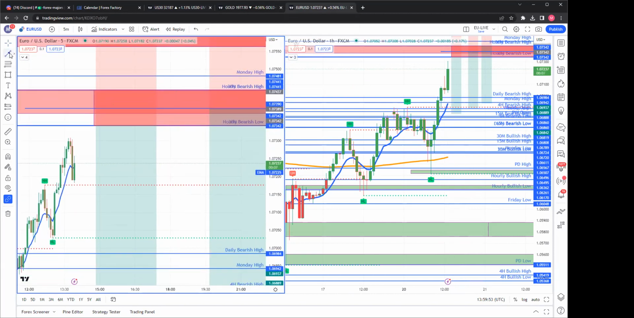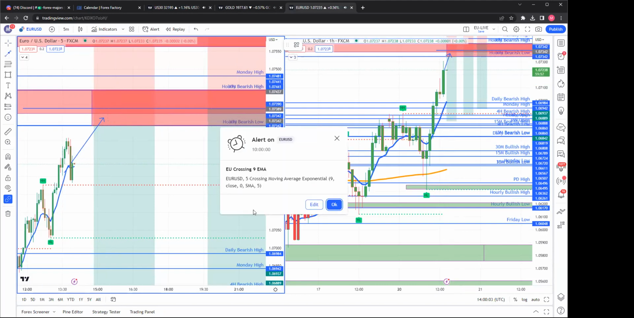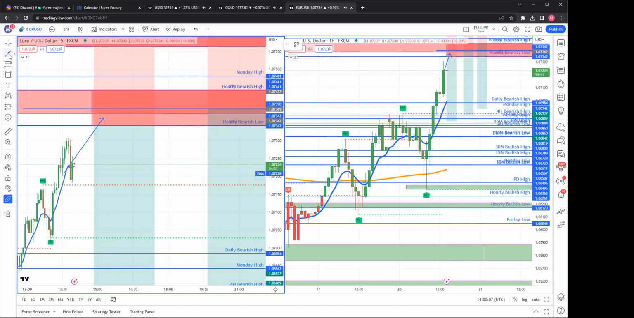So for me, what I expect price to do, or what I would like to see, is price to either come tap us in, go a little bit. So I guess the question is, when do we get out, or when do we take profit?